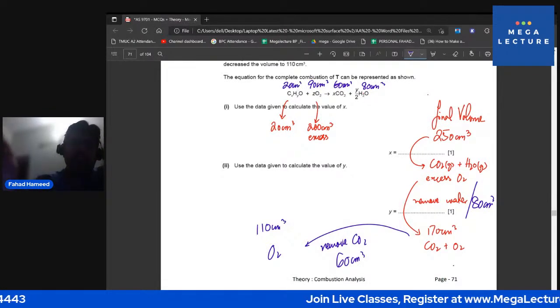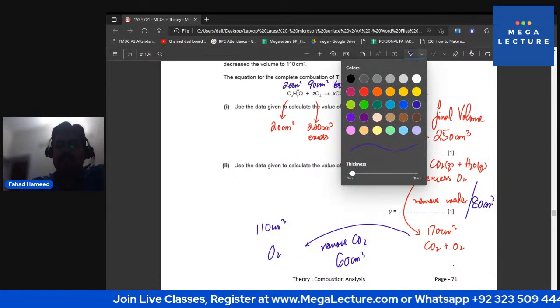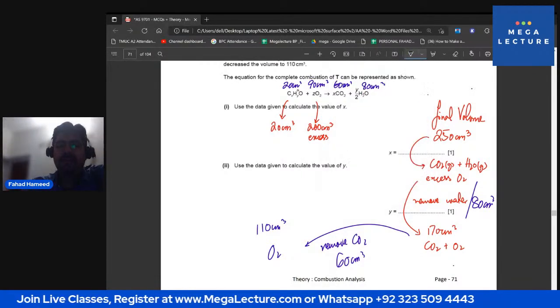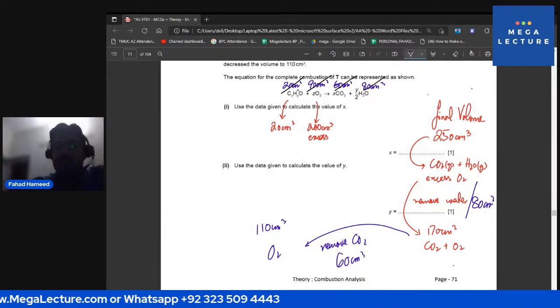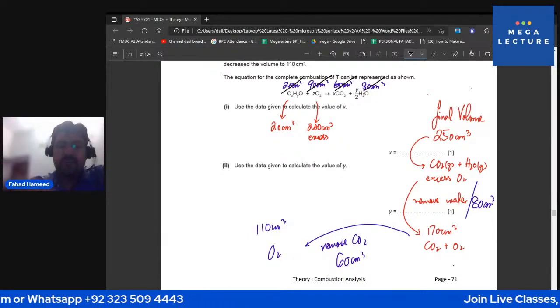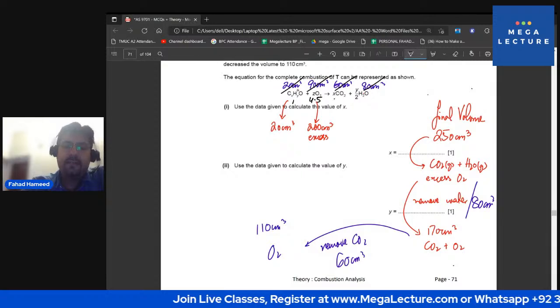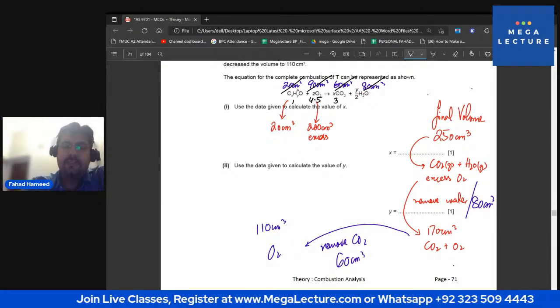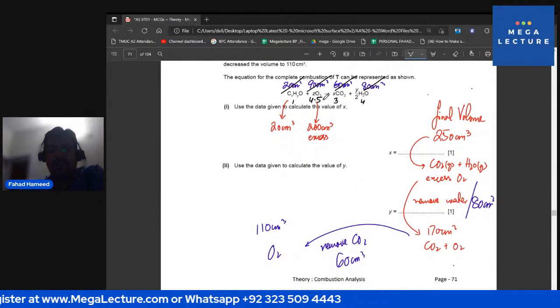Now remember, mole ratio and volume ratio is exactly the same. So what I'm going to do is convert this into a whole number ratio. If I convert the volume ratio into a whole number ratio, this would be 1, this is going to be 4.5, this is going to be 3, and this is going to be 4 H2O. So what that means is that one molecule would react with 4.5 O2.